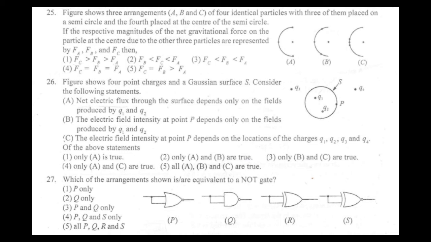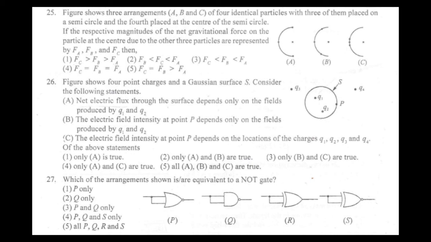So the flux, fields produced by Q1 and Q2 moves from inside to the outside of the surface. And the fields produced by Q3 and Q4 enter into the Gaussian surface and exit from the Gaussian surface. So the net field due to Q3 and Q4 is 0. So A is correct. Net electric flux through the surface depends only on the fields produced by Q1 and Q2.